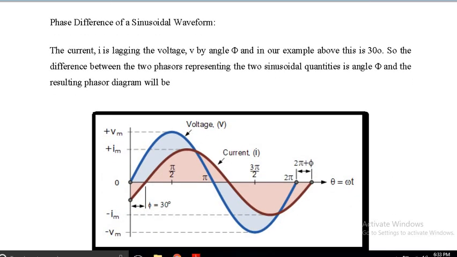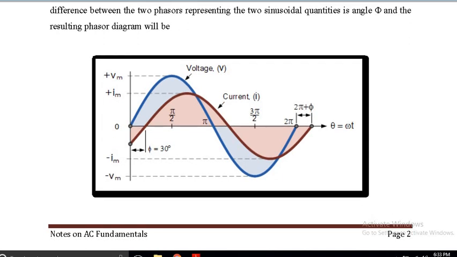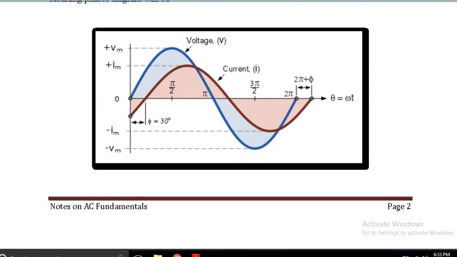Now, when I talk about phase difference, what is meant by phase difference? If I am drawing a vector like voltage vector V is equal to Vm sin omega t, I'm drawing it like this. Let us say it is starting from t is equal to 0. Now, after a certain time, you can see after 30 degrees, let us say, the current vector is starting. So what is meant by this is that current is lagging behind the voltage by 30 degrees.